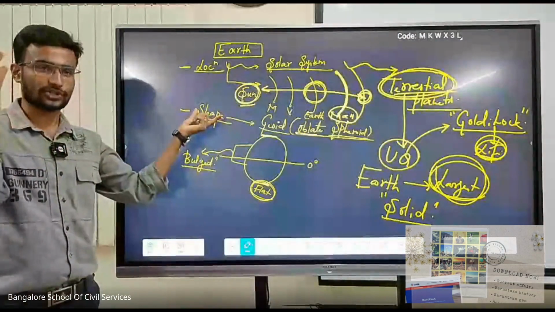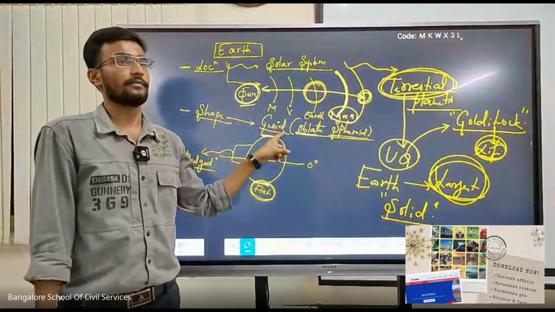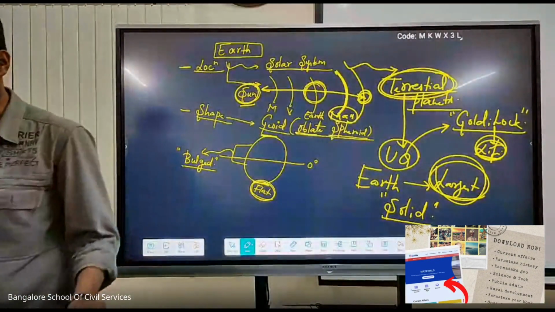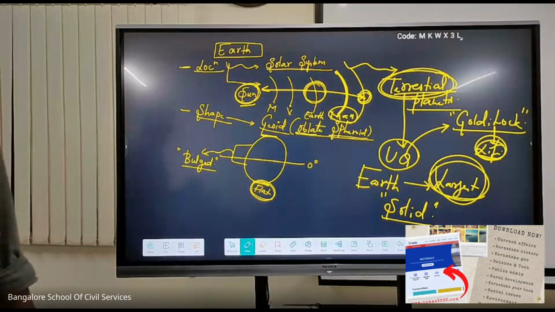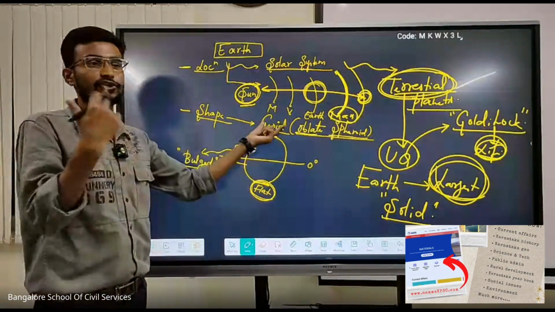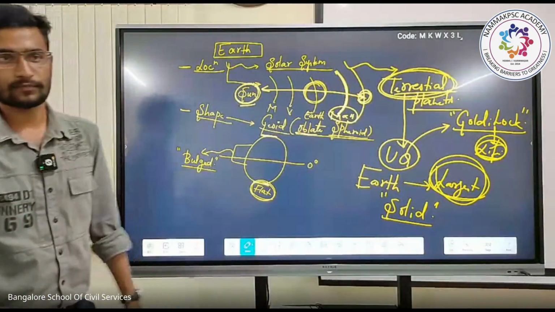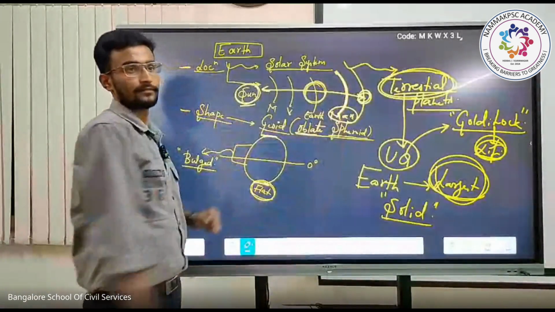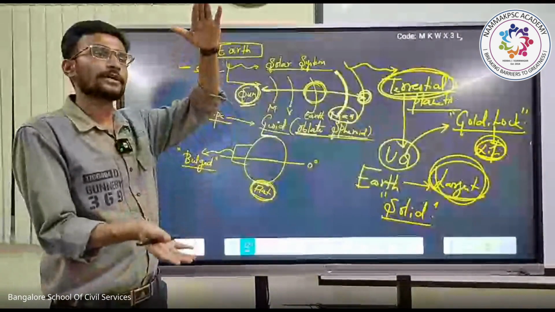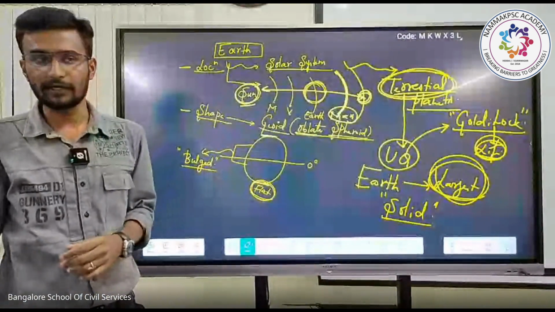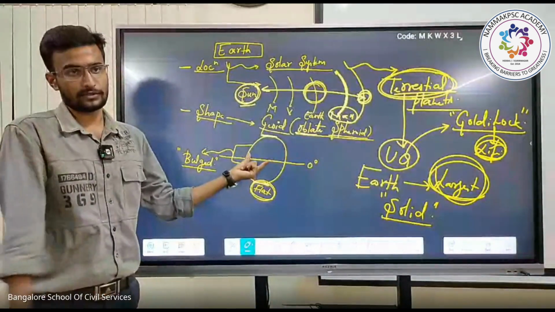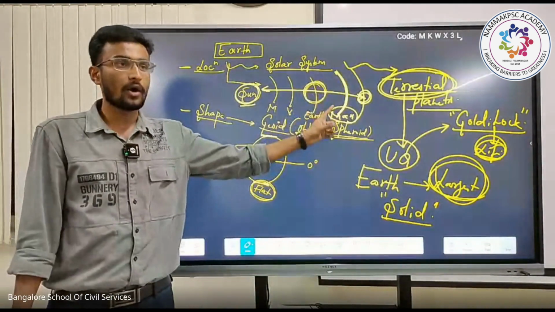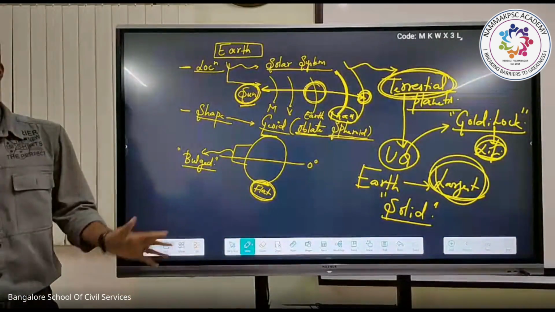Second one, we have discussed the shape. It is a geoid, or I can say an oblate spheroid. It is bulged at the center and, to some extent, flattened at the poles. We call it the Earth's shape, a geoid or oblate spheroid. Okay?